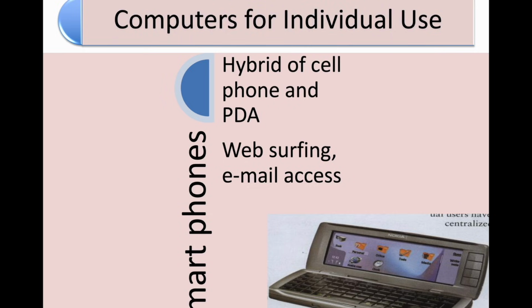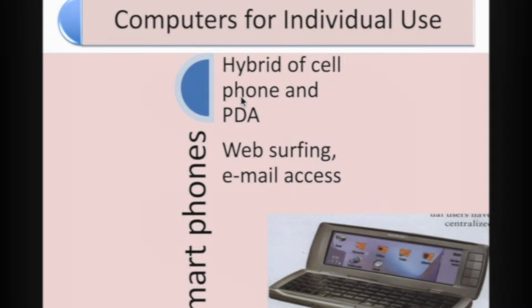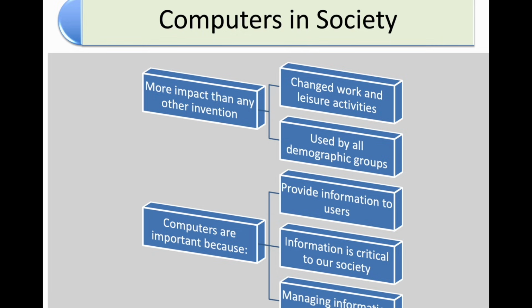The other example is the smartphones. Here you can see a very old smartphone as well. These are hybrid in nature. Why are these hybrid in nature? Because you can place a phone call, and at the same time you can use these computers as a personal digital assistant. You can use them for web surfing, for email access, and for audio video conferencing. So that is why they are also known as hybrid computers.